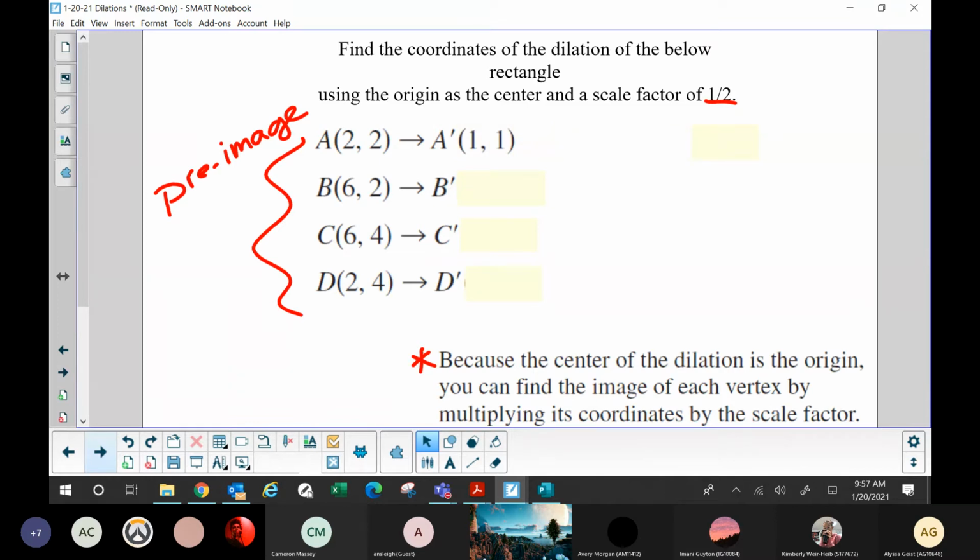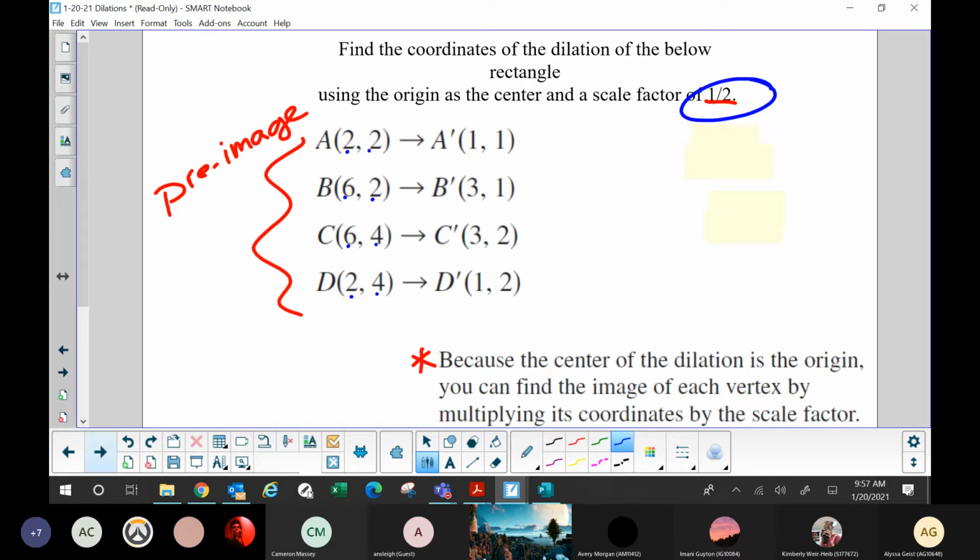Half of 6 is 3. Half of 2 is 1. Half of 6 is 3. Half of 4 is 2. Half of 2 is 1. Half of 4 is 2. So we multiplied each of these numbers by the scale factor, which was 1/2. That's how you got your new image points.